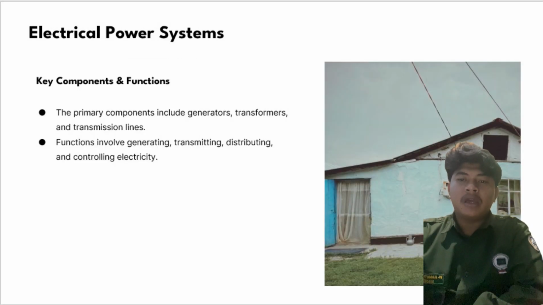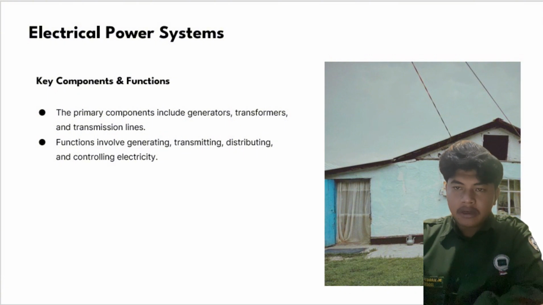Electrical power system key components and functions. The primary components include generators, transformers, and transmission lines. Functions involve generating, transmitting, distributing, and controlling electricity.